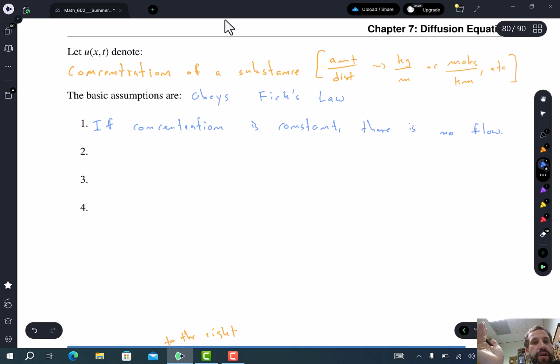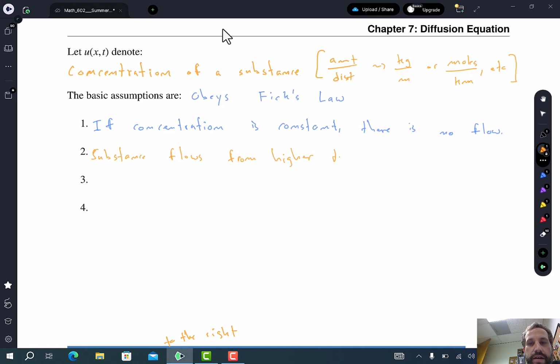If the concentration is not constant, the substance flows from higher concentration to lower concentration areas. The bigger the difference between high and low concentrations, the bigger the flow.